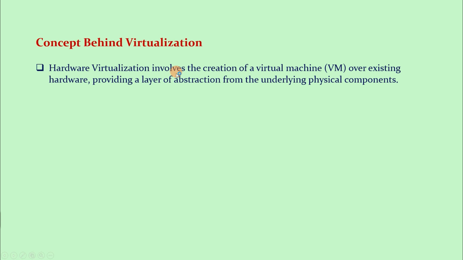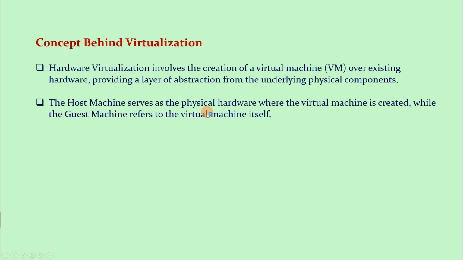So now, the concept behind virtualization. Hardware virtualization involves the creation of a virtual machine over existing hardware, providing a layer of abstraction from the underlying physical components. So the basic concept is that you create a virtual machine over the existing hardware. Suppose you create a virtual machine in your laptop. It will be a pure example of virtualization.